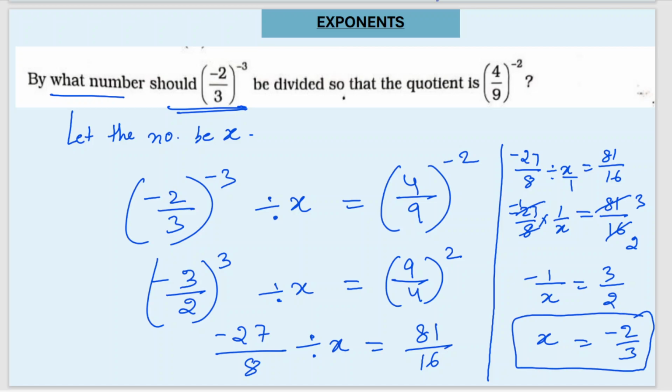Okay. We can do this question by different method also, but it's okay to solve this question step by step. Okay.